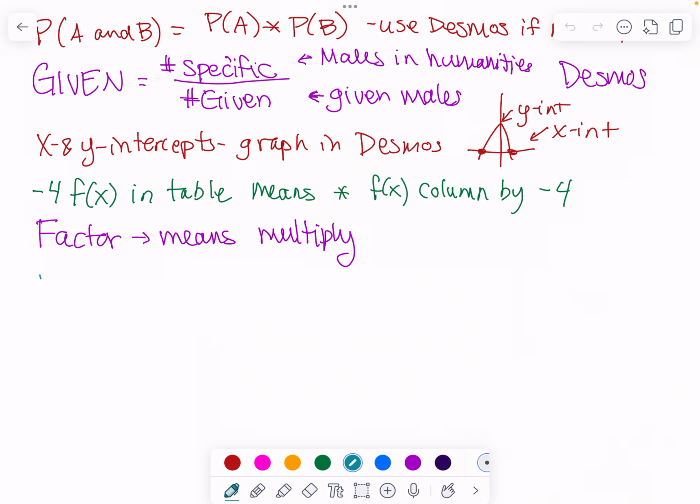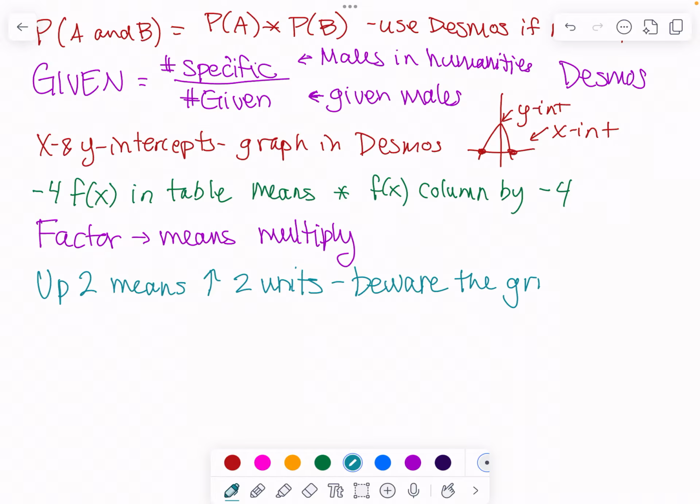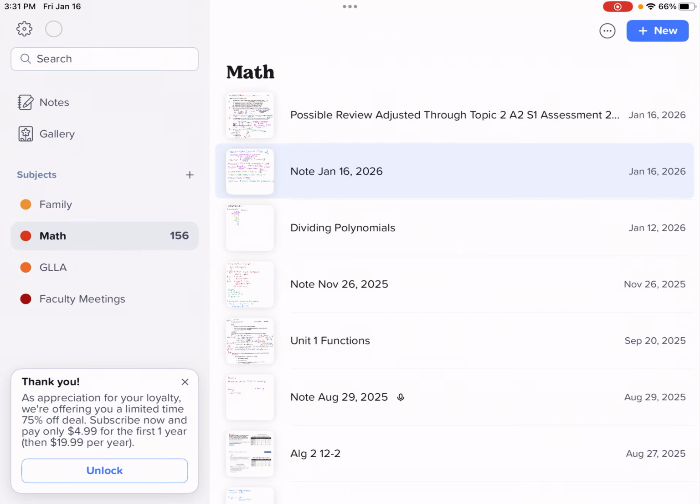So we would say it goes up 2 units. Beware the grid lines. I'm going to put by 2s, because maybe it goes by 2s. Maybe it does, maybe it doesn't. I don't know on the test. I don't remember.